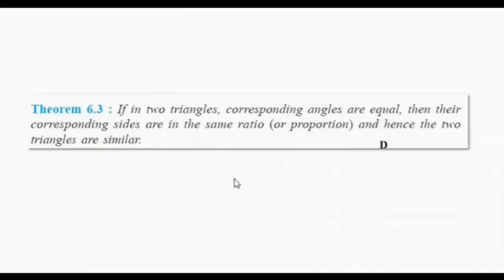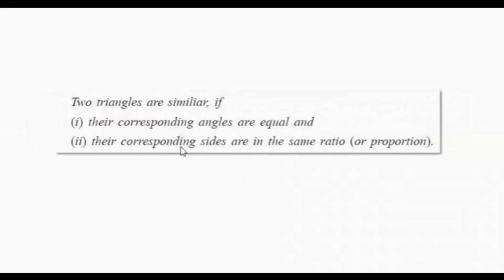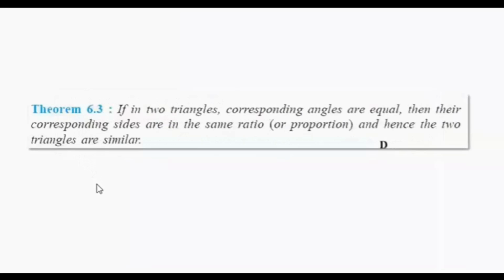That means the first two criteria are like this: the first condition and the second condition in the definition of similar triangles. If the first condition is satisfied, then the second will be satisfied. If the second is satisfied, then the first will be satisfied. These are the first two criteria. Now we'll discuss the third criterion.